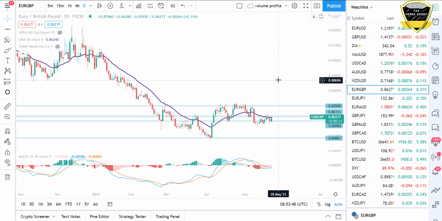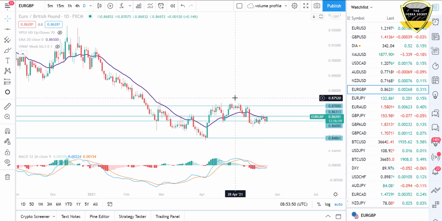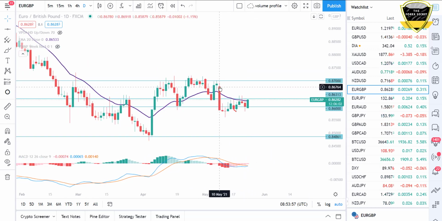In the EURGBP, the thing is different, where all currency pairs have extreme volatility. It's showing some correction. In this correction, we can see the price made a strong bearish pressure here, breaking below this low and this low, but after that it started doing consolidation.